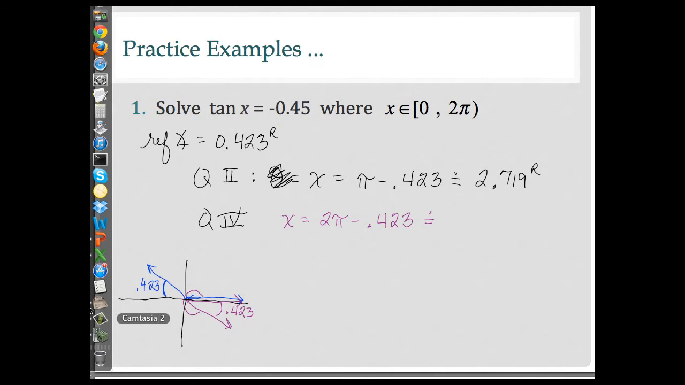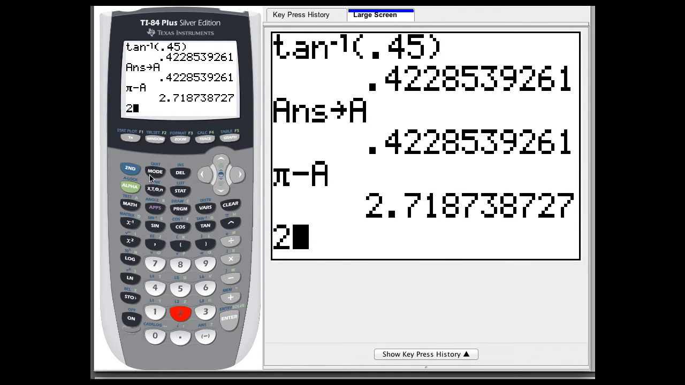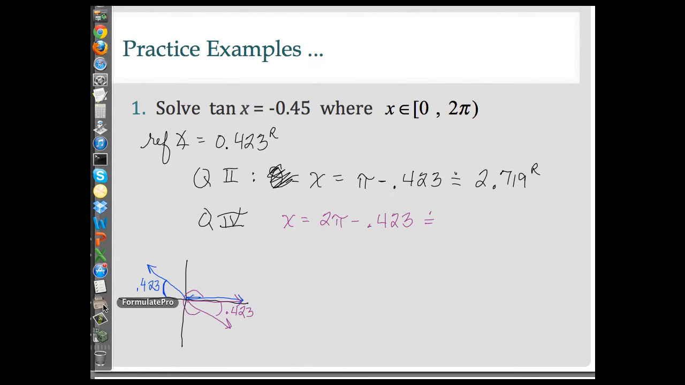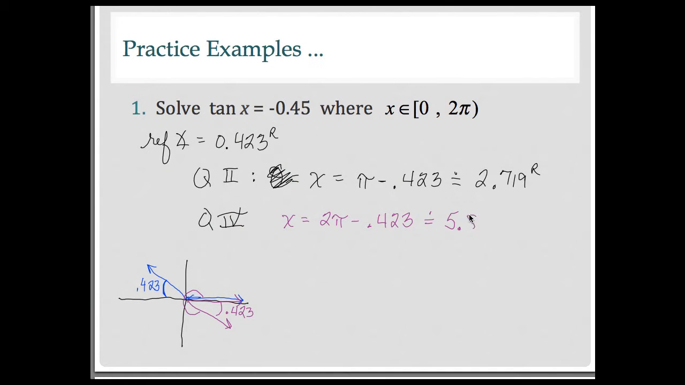Go back to the calculator real quick. So we have 2 pi minus what we stored as the reference angle, and our other answer is approximately 5.86. So those would be the two angles in terms of radians whose tangent values are negative 0.45. And these are really easy to check. You could just do the tangent of 2.719 and the tangent of 5.86 on your calculator, and you should get pretty close to negative 0.45 for each.